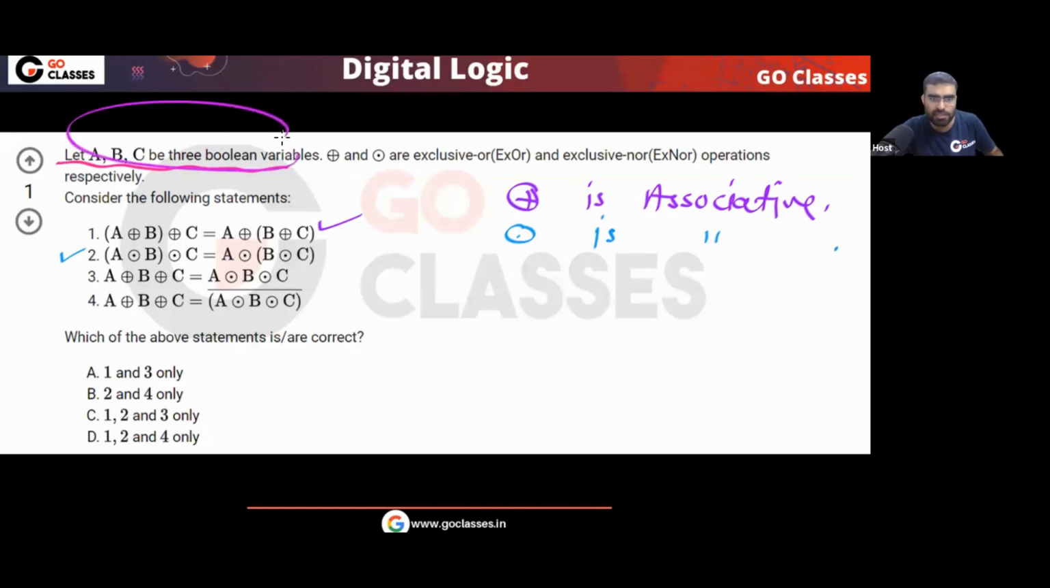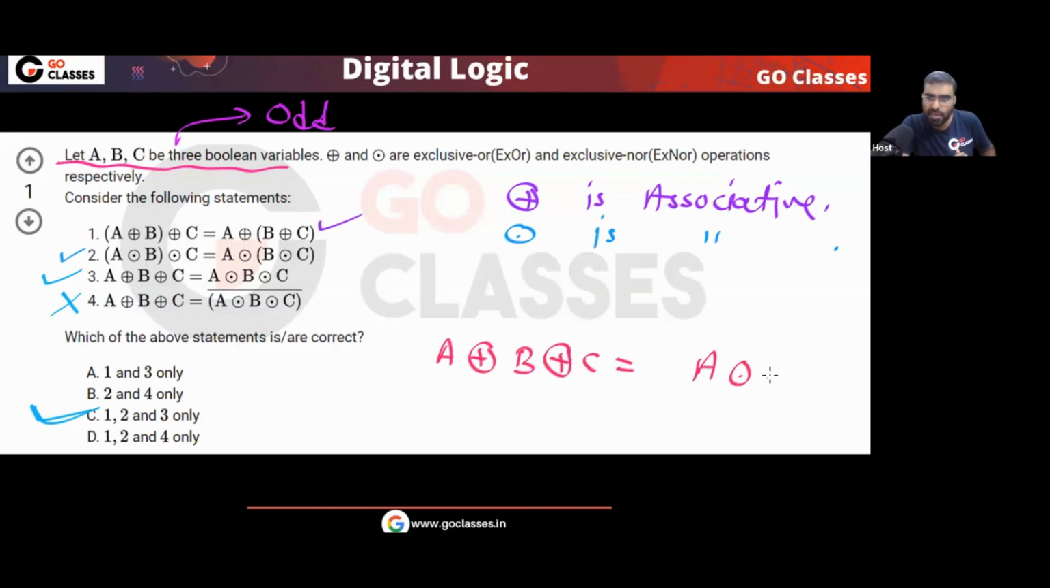For three variables, three means odd. If you have three variables, then XOR and XNOR are the same. They are not complement of each other, right? So your answer will be 1, 2, and 3. Remember, if you have three variables, A XOR B XOR C will be the same as A XNOR B XNOR C.